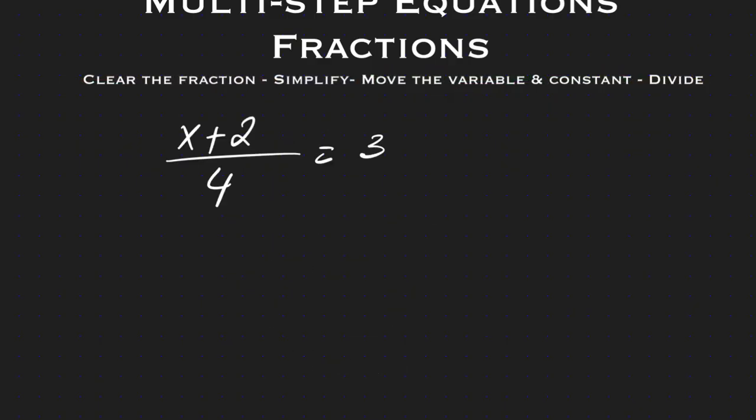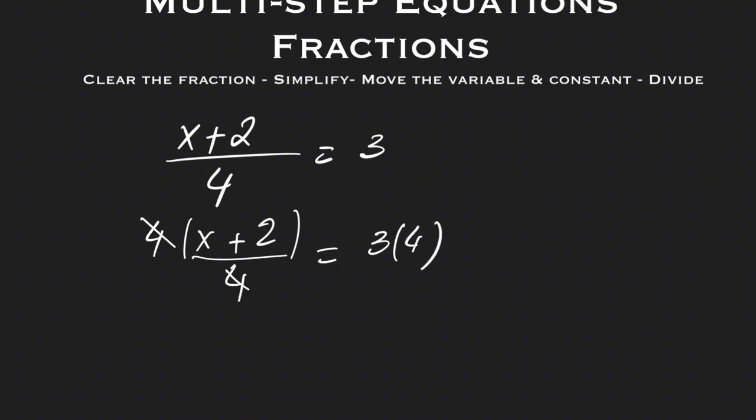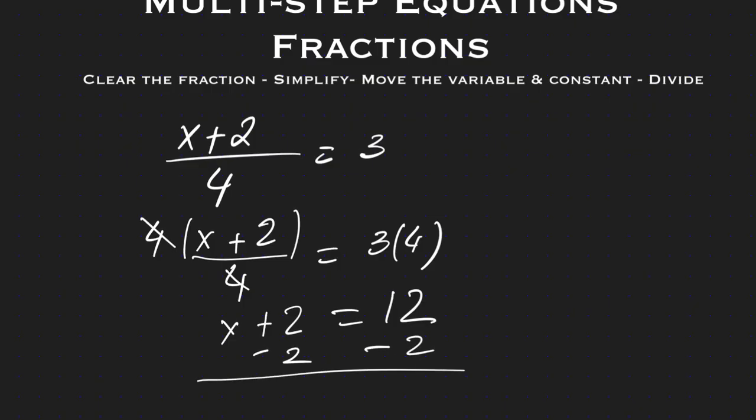As you can see in this example, we have to clear the fraction by multiplying every single term with the denominator. So let's go ahead and do that. 4 times x plus 2 divided by 4, and then 3 times 4. Those two will cancel each other out. 12. Now we're going to subtract 2 by moving the constant to the other side. And so x equals 10. Let's take a look at another example.